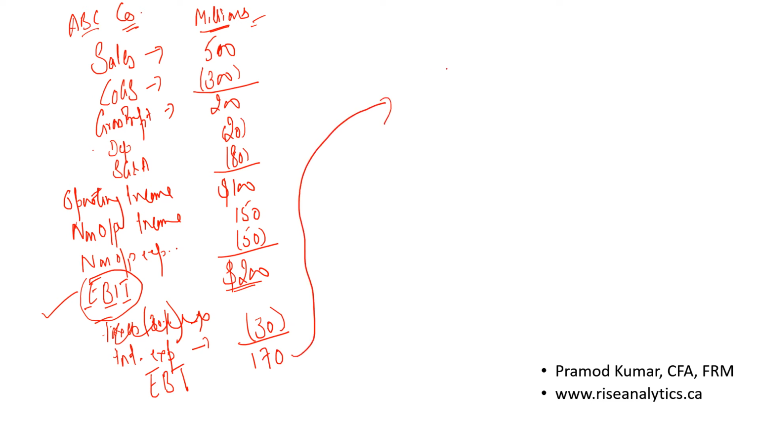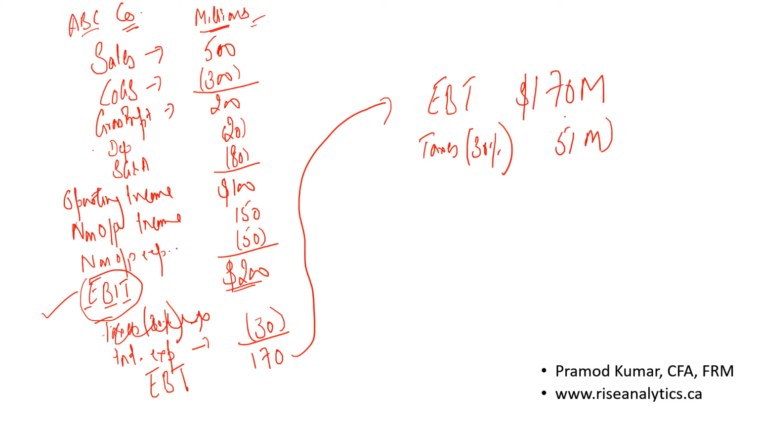So let's say I have earnings before tax of 170 million, in millions. Now we have taxes of 30%. 30% of 170 is 51 million. If I pay 51 million in taxes, then finally the income generated for the shareholders, the investors, is 119 million. So this is my final income.